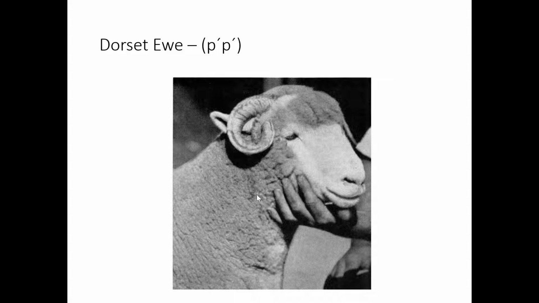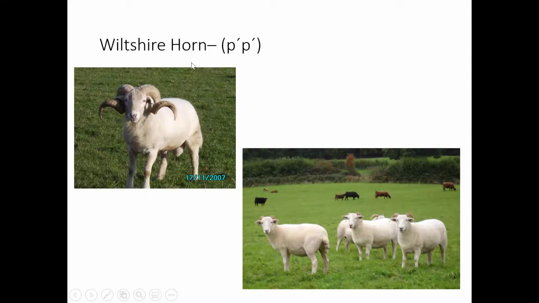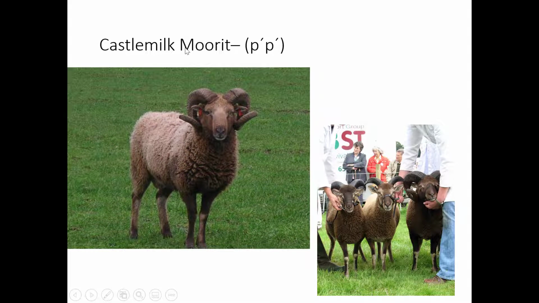So again, little p prime, and then a Dorset ewe. So as I said earlier, the ewes typically have smaller horns than the rams whenever they are horned. And another Dorset ewe. And we have a Wiltshire Horn. So they're also little p prime. And then our Castle Milk Moorit. So again, these are also little p prime.